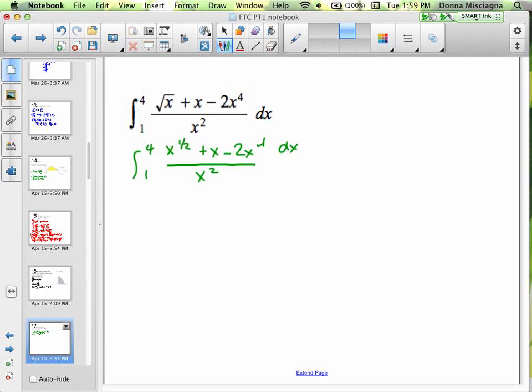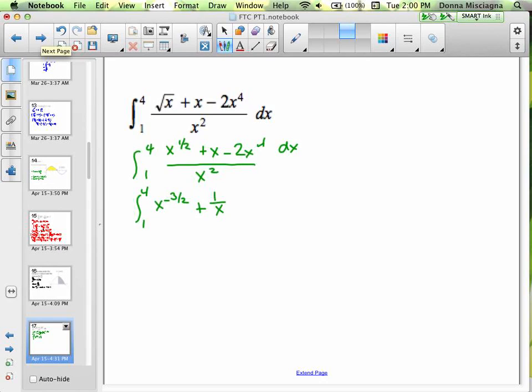And then to simplify, you can divide each of these terms by x squared, right? As long as there's only one term in the denominator, you can just divide everybody, and to divide, you subtract exponents. So it's the integral from 1 to 4. 1/2 minus 2 would be x to the negative 3/2, plus 1 minus 2 would be x to the negative 1. Now, I'm going to rewrite that as 1 over x, because now we see how to take it.